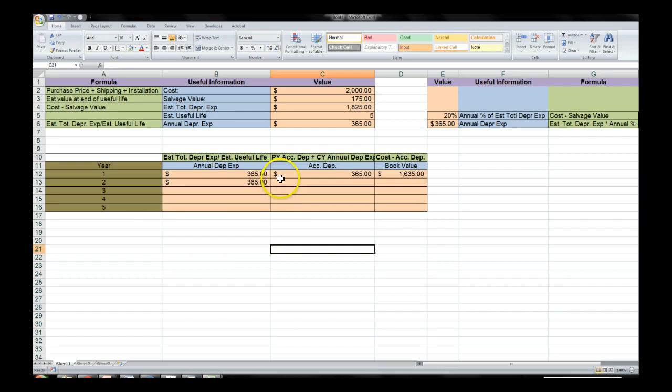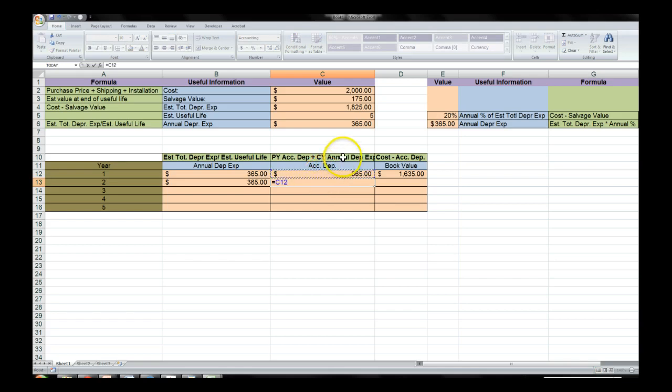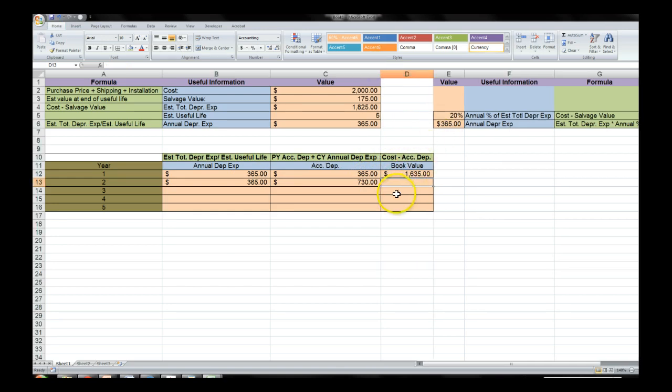So accumulated depreciation is the prior year accumulated depreciation. We're in year 2, so year 1 accumulated depreciation plus the current year annual depreciation expense, which is $365. So plus sign, click the cell, and our accumulated depreciation is $730. Book value is our cost minus our accumulated depreciation. So our cost minus our accumulated depreciation.